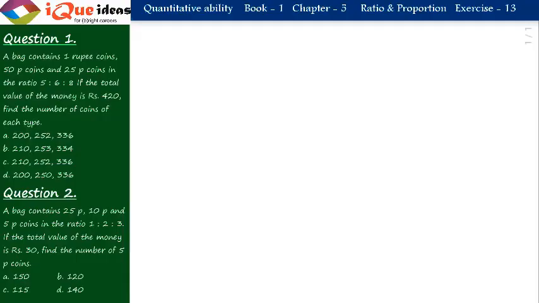Now let's take up questions from exercise 13. The first question says a bag contains 1 rupee coins, 50 paisa coins and 25 paisa coins. So I'll say denominations are 1 rupee, 50 paisa and 25 paisa.